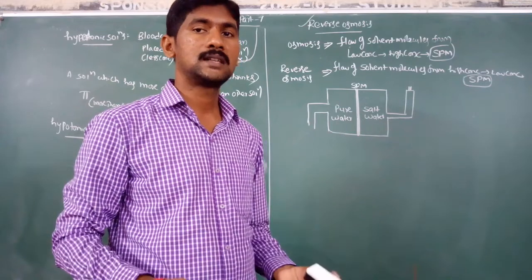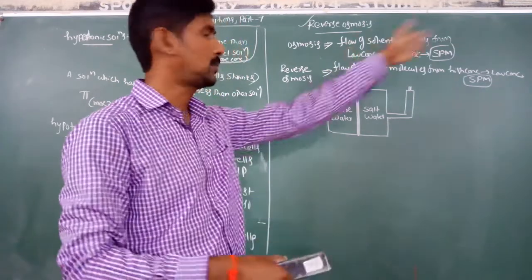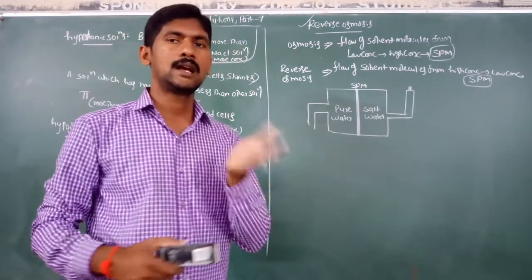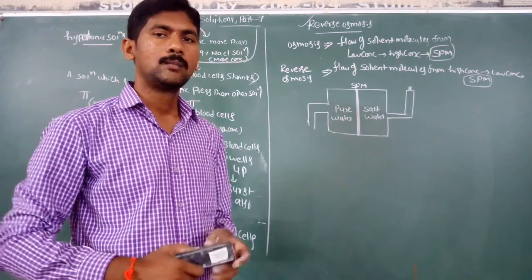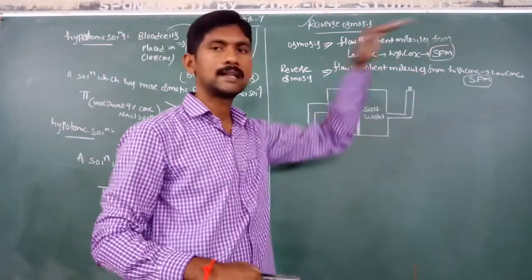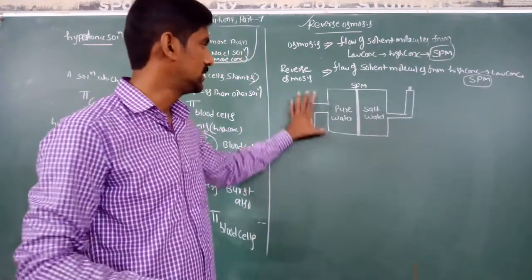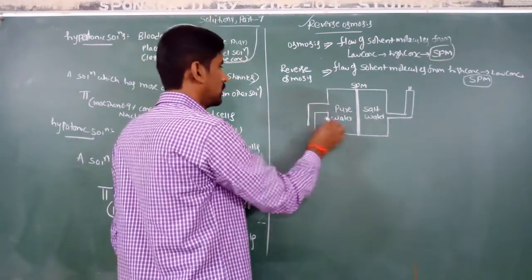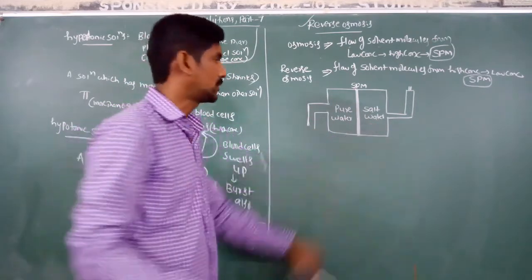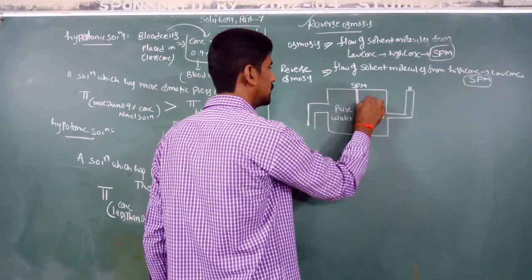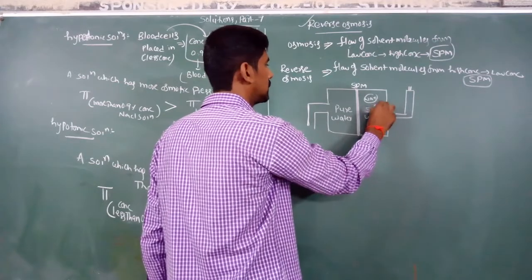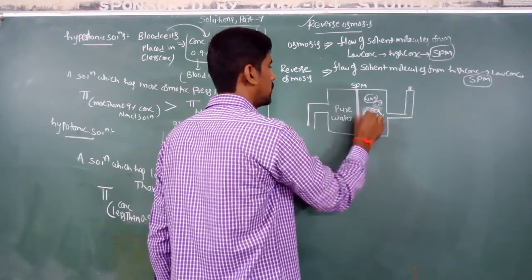But how does the reverse osmosis process happen? Osmosis is a general process. Generally, solvent molecules flow from low concentration to high concentration. It is a general phenomenon. But how does reverse osmosis happen, that is, flow of solvent molecules from high concentration to low concentration? See in this diagram. There are two compartments. In the first compartment there is salt water, which means sea water. Sea water contains Na+, Cl- and water molecules.